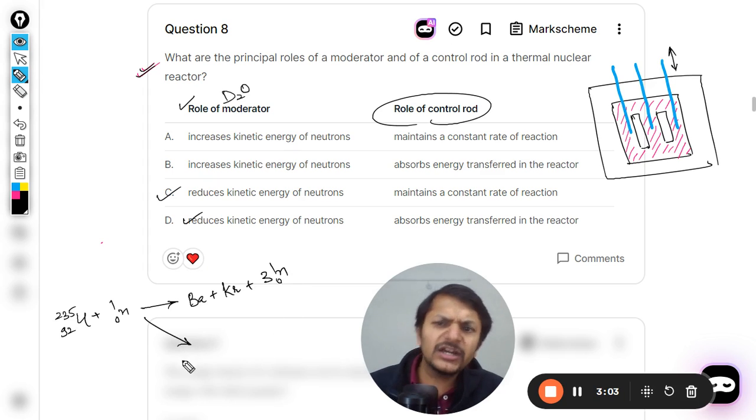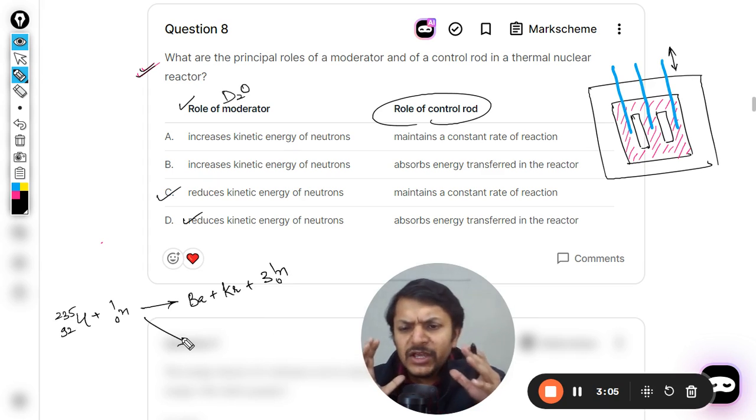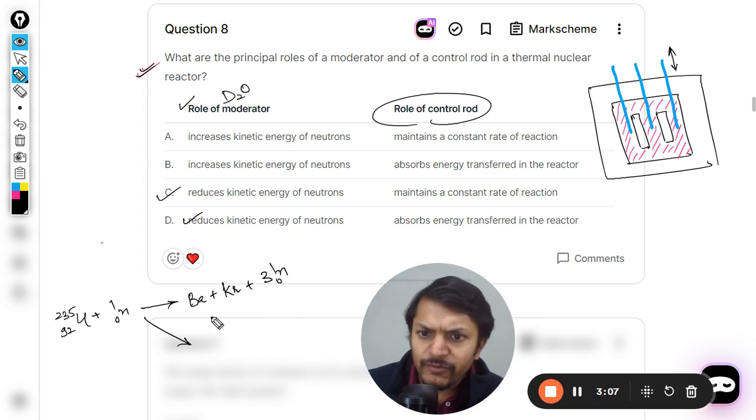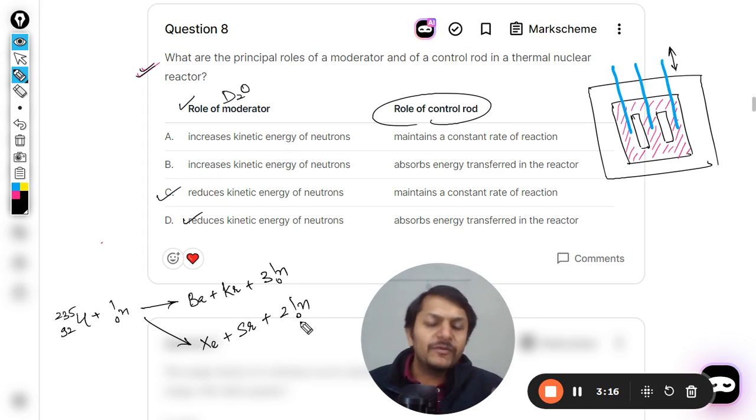Now, it's not guaranteed that only barium and krypton will be produced. It could be producing xenon and strontium. But if this is the reaction taking place, then two neutrons will be produced. So we cannot control the reaction. Whatever the nuclear byproduct is, it will be chosen by the uranium itself. In this reaction, three neutrons; in this reaction, two neutrons.